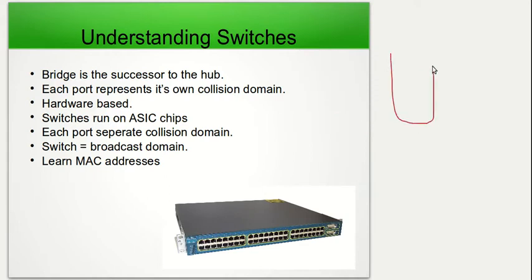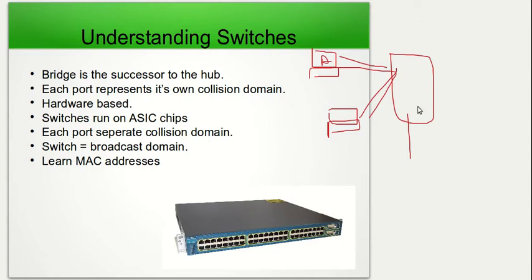Now, a switch represents a broadcast domain. So if I draw my switch again, a broadcast packet is a packet sent by one device which is delivered to all other devices on that local area network, on that network. So in this case, if PCA were to send a broadcast message, that message would be sent to PCB and also to PCC and PCD. And if we had a connection to another switch, that broadcast will be sent to this switch and be forwarded on to all the other devices off this switch.